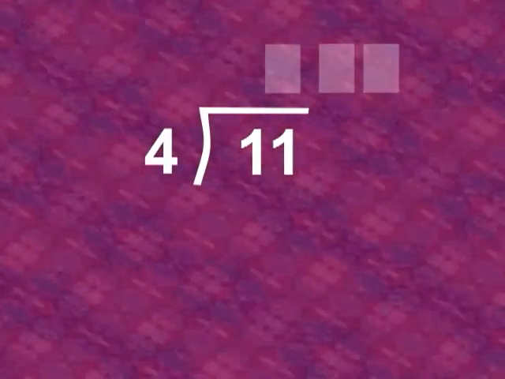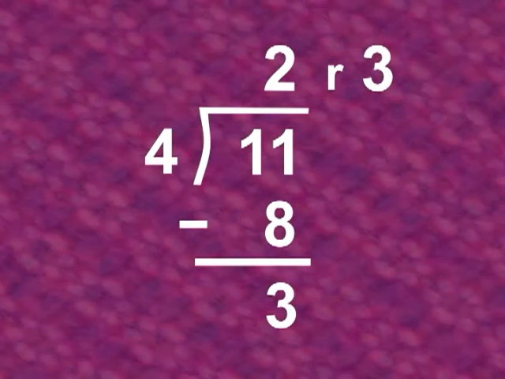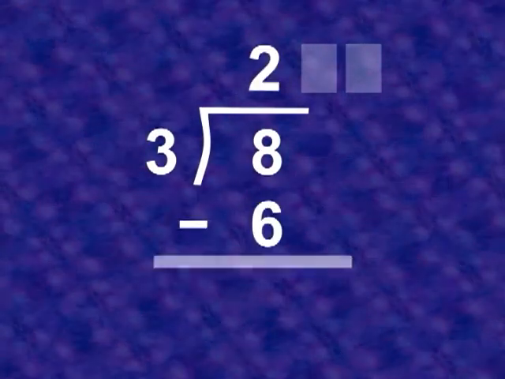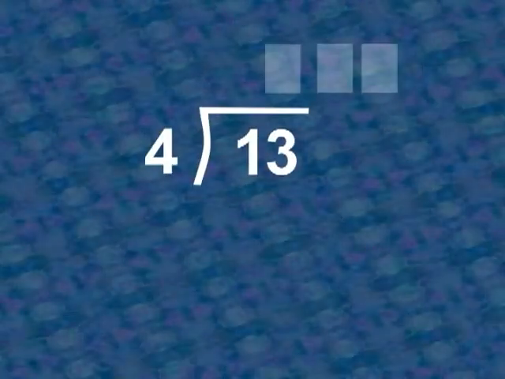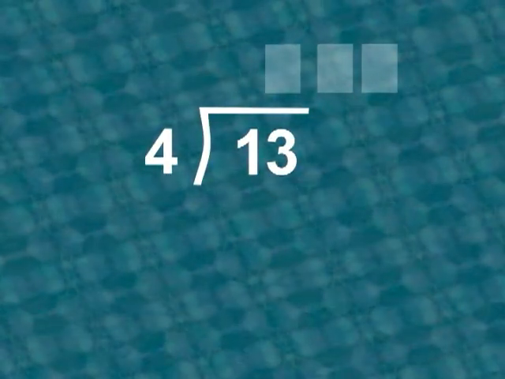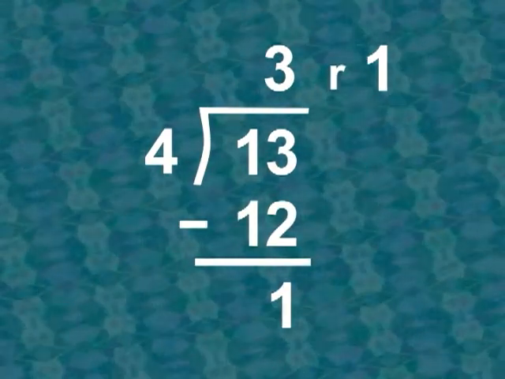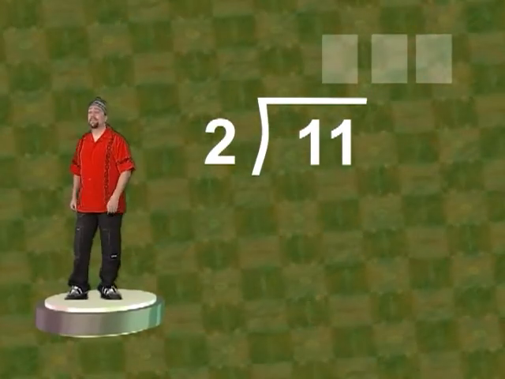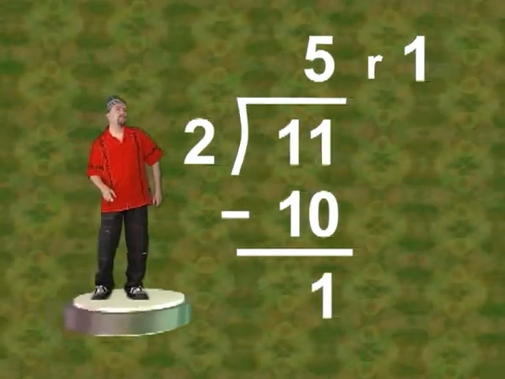11 divided by 4 is 2, remainder of 3. 8 divided by 3 is 2, remainder of 2. 13 divided by 4 is 3, remainder of 1. 11 divided by 2 is 5, remainder of 1. Yeah.